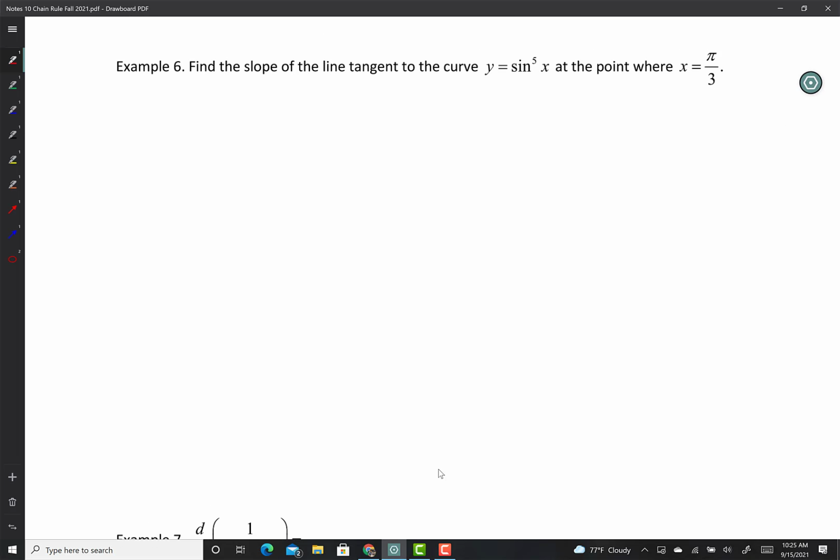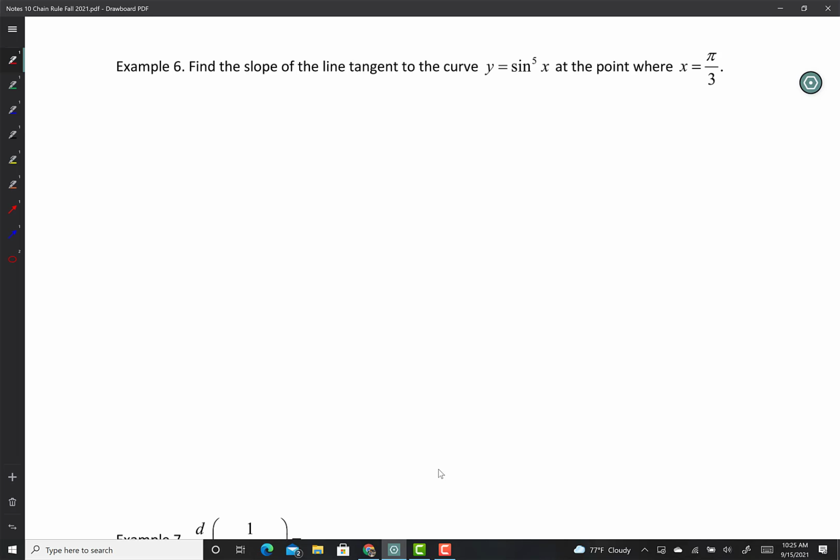Find the slope of the line tangent to the curve, y equals sine of the fifth power x, at the point where x equals pi over 3. So they don't want a tangent line, they just want the slope. How do I find slope? How do I find slope, Ms. Guerra? You find slope with the derivative. That's right, with the derivative.